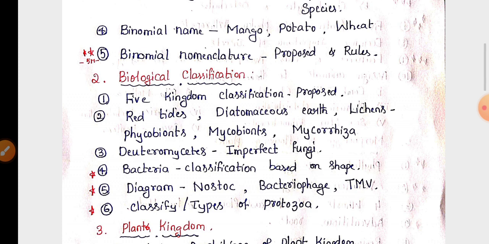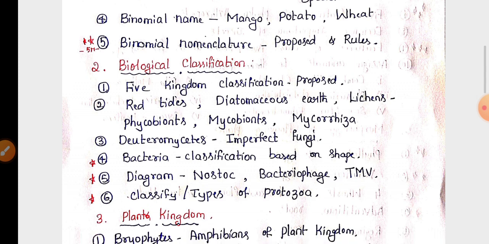They may ask the binomial nomenclature of mango, potato or wheat. Then one of the most important questions for 5 marks here is the definition of binomial nomenclature, who proposed it, and the rules to write the binomial nomenclature. So from the first chapter these are the questions.